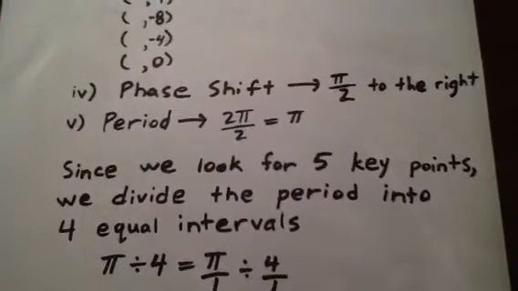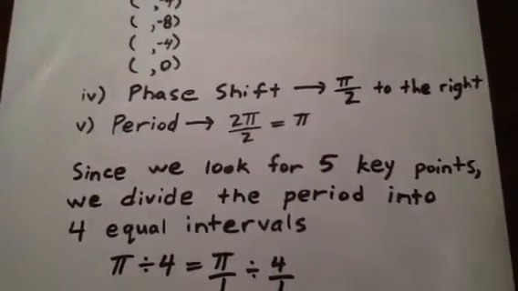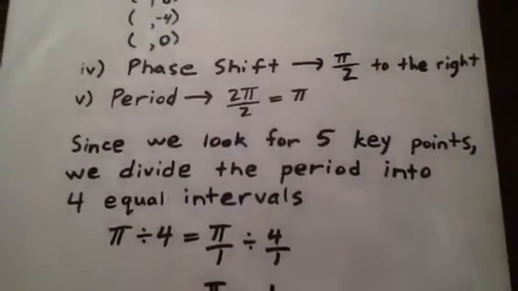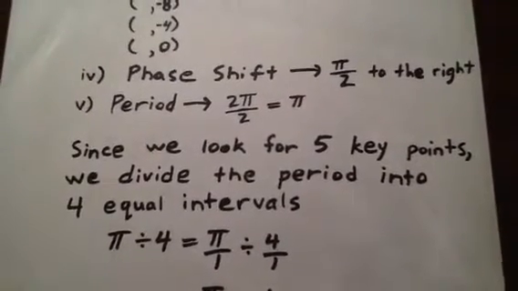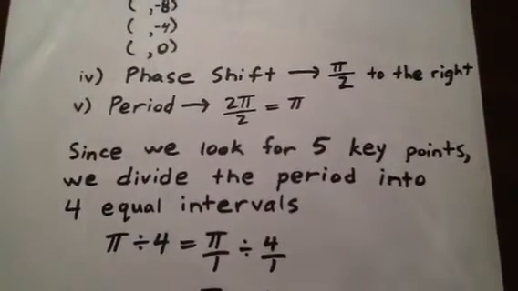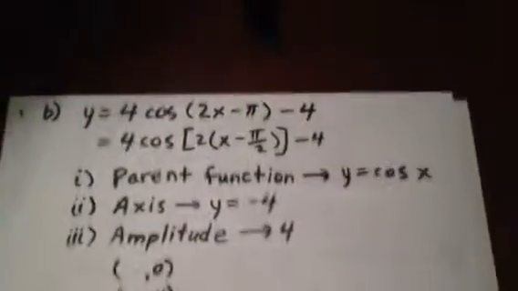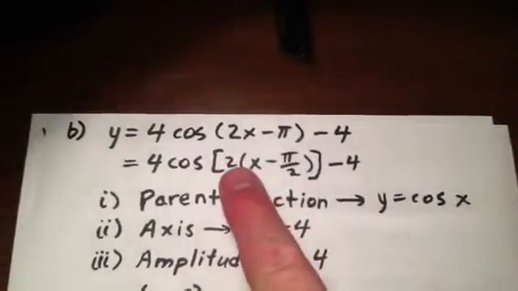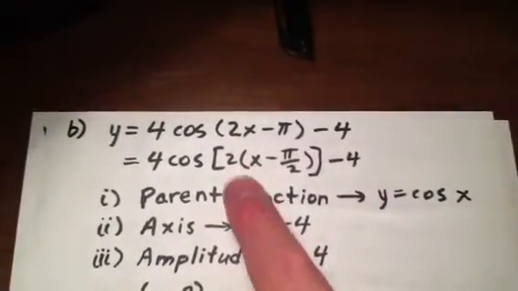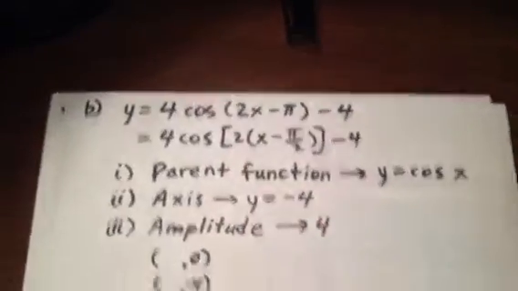Our period in this case is 2 pi over 2. Well, if you're wondering how we got that, it's because the period is always 2 pi divided by the absolute value of k. In this case, k is equal to 2. So 2 pi over 2 is equal to pi.